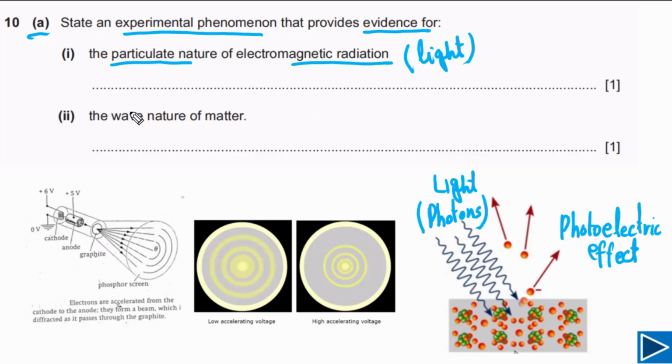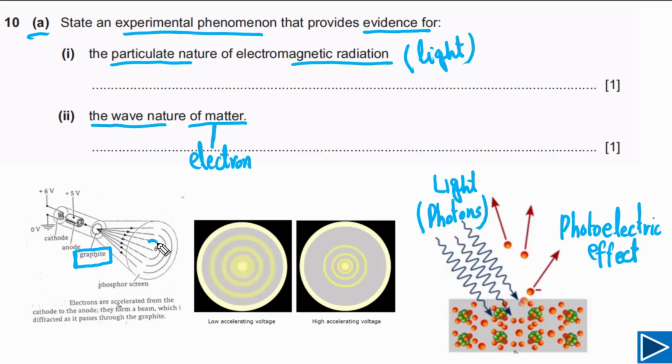For the second part, we also need to state an experimental phenomenon for the wave nature of matter. First of all, let's try to understand a little bit about matter. Matter means, for example, the electron. Electron is matter. You, I, all of us are examples of matter, but in this case, we will only focus on the electron. If you look at this experimental setup, we accelerate electrons first of all, and then those accelerated electrons pass through graphite.